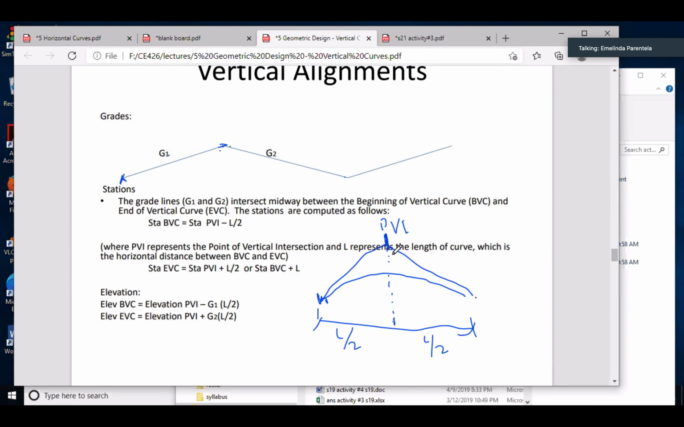Similarly, for the end of curve, it's the elevation of the PVI plus G2 times L over 2. Or plus G2 or minus, it depends on whether it's a sag curve or a crest curve. Now, the station of the BVC, again, it's always with respect to your L over 2. So it's station of PVI minus L over 2. Similarly, for the end of curve, it's the station of PVI plus L over 2. So it's a lot simpler compared to the horizontal curve, wherein you need to have several pieces of information first before you can determine those stations.